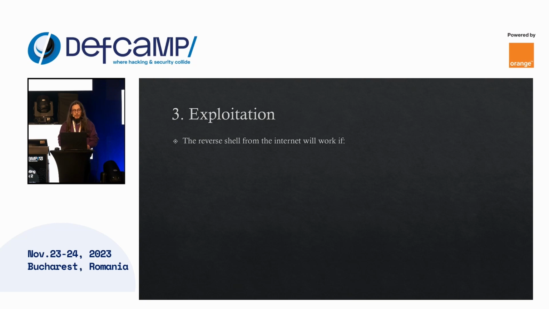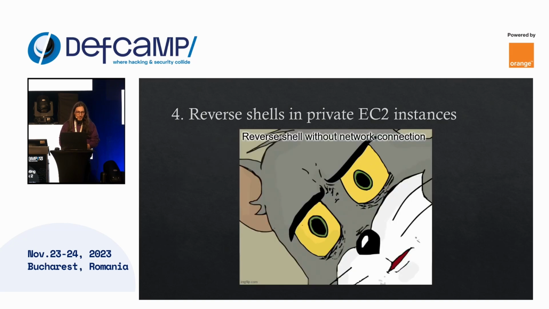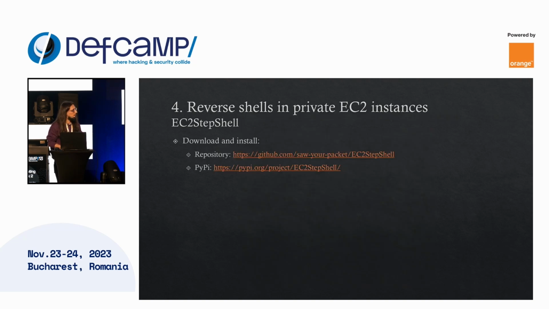The reversal from the internet will work only if the instance is public and if the security groups of the instance are allowing outbound connections to your host. However, you can get reversals without network connection, meaning that even if the instance is private, with no outbound connections, or even if the security groups are not allowing outbound connections to your host, you can still get a reversal. And I built a tool for that. It's called EC2 Step Shell, essentially because it's a shell with 2 steps.